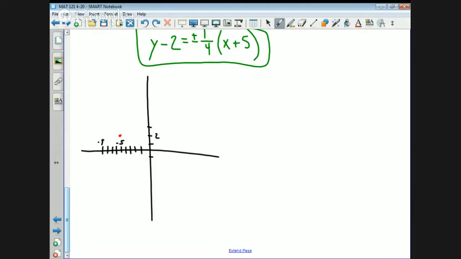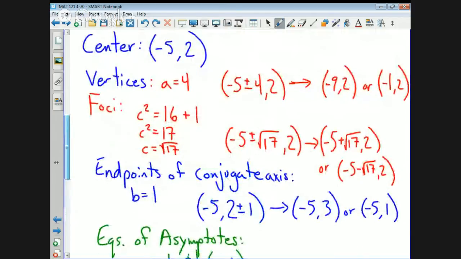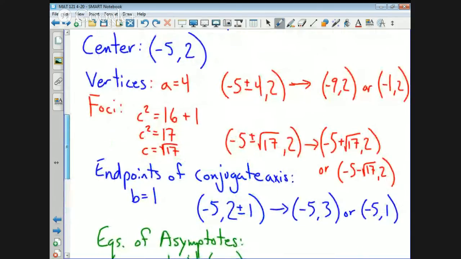That going in. We'll go left and right from center 4 units. So 1, 2, 3, 4 to -9. 1, 2, 3, 4 back to -1. And we should see that verified up in our vertices, because those are going to be the vertices. -9, 2 and -1, 2.